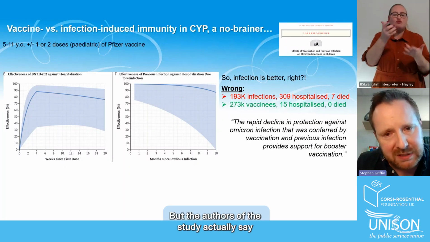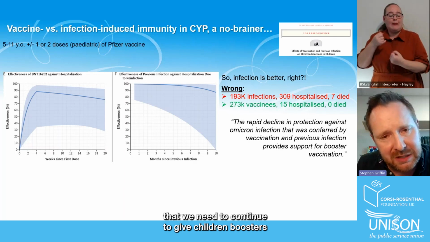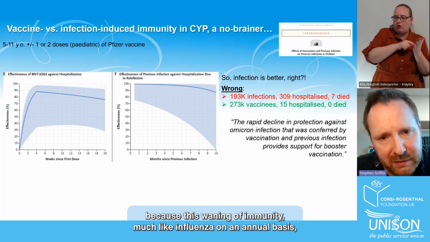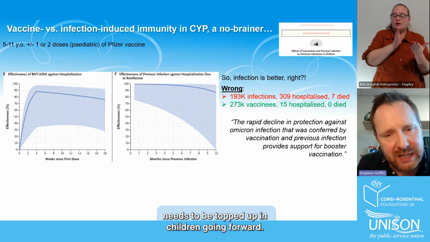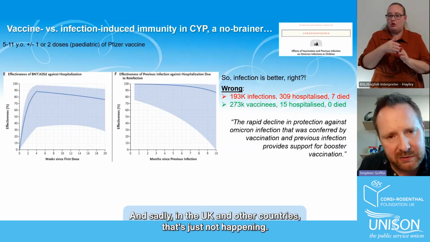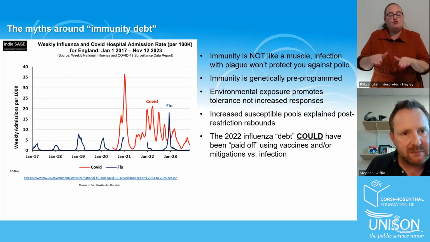But the authors of the study actually say that we need to continue to give children boosters, because this waning of immunity, much like influenza on an annual basis, needs to be topped up in children going forward. And sadly, in the UK and other countries, that's just not happening.